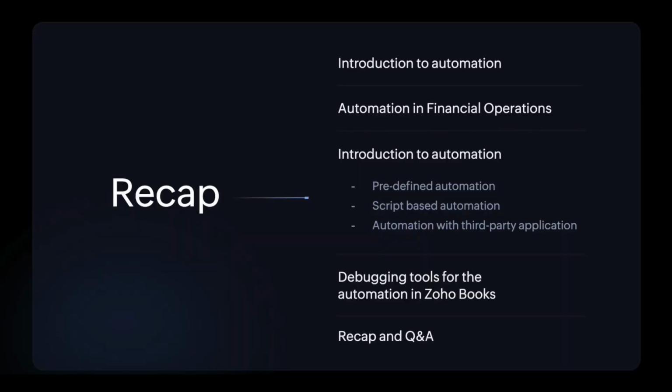So a quick recap of this session. We initially introduced the automation, and we covered the automation in the financial operations, and then we checked what all the automation functionalities are that you can configure in Zoho Books, and then the debugging tools which you can configure and refer to in Zoho Books, and how to go about it. Whatever automation functionalities we configure in Zoho Books, it ensures that you stay in the ecosystem of Zoho Books, and every process is streamlined and automated.